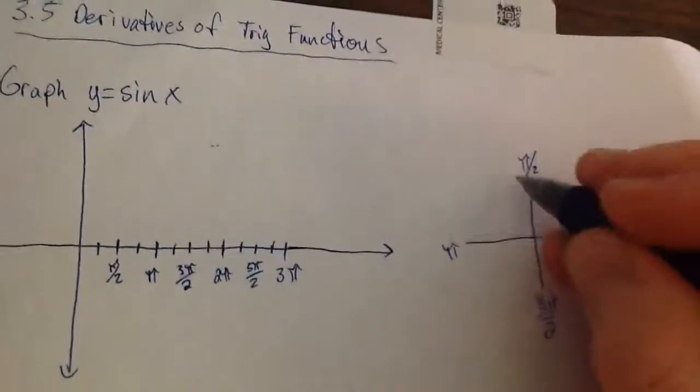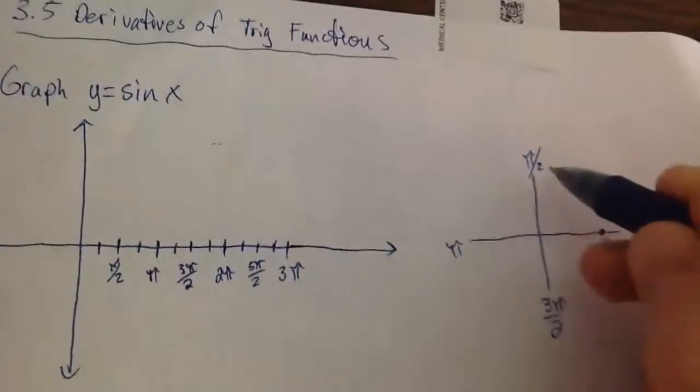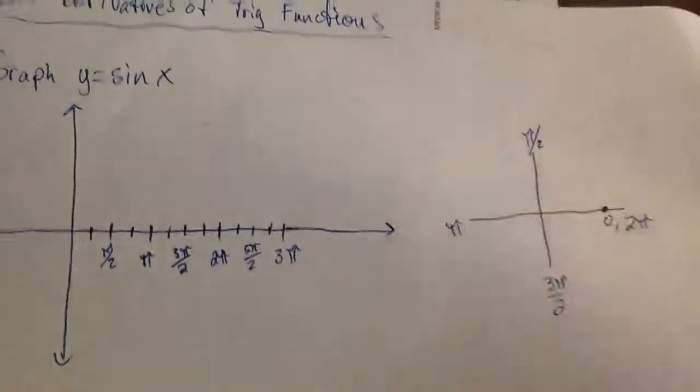That'd be 4 pi over 2. Or no, that's 4 pi over 2. That'd be 5 pi over 2. Round and around.